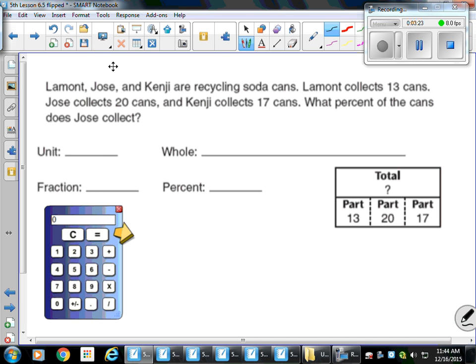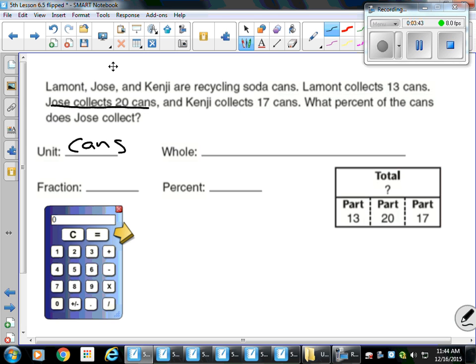Okay, Lamont, Jose, and Kenji are recycling soda cans. Lamont collects 13 cans, Jose collects 20 cans, and Kenji collects 17 cans. What percent of the cans does Jose collect? Okay, unit, we're dealing with cans, right? What is my whole? I want to know what percent of the cans Jose collects.